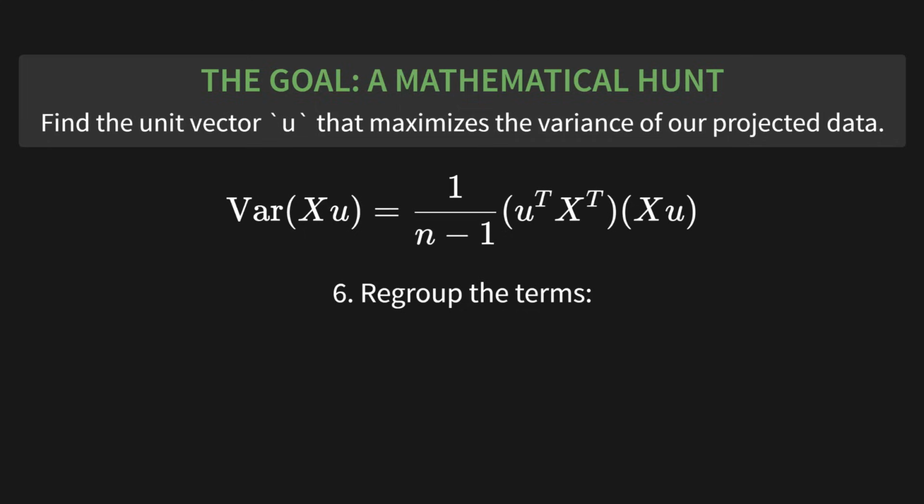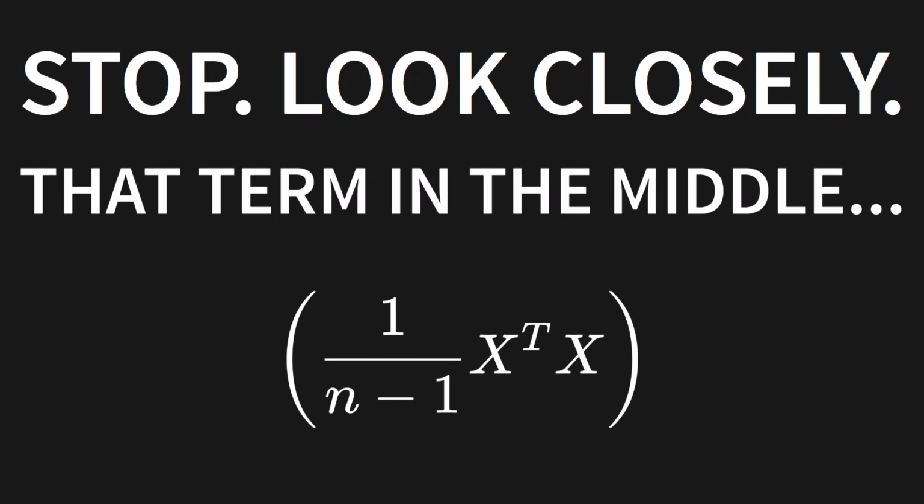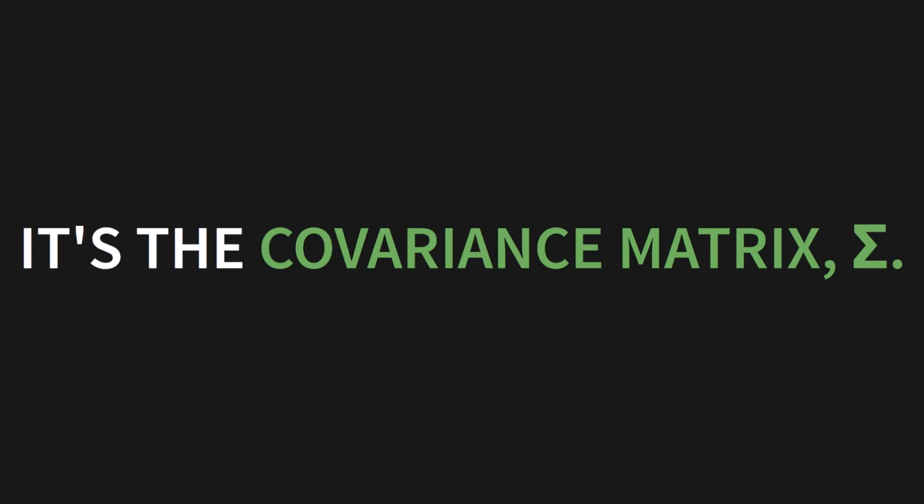So we have U transpose times the quantity 1 over n minus 1 X transpose X times U. Stop. Look closely. That term in the middle, 1 over n minus 1, X transpose X, does that look familiar? It's the covariance matrix sigma. It's the exact formula we used in our recipe. And this leads to an inescapable conclusion.